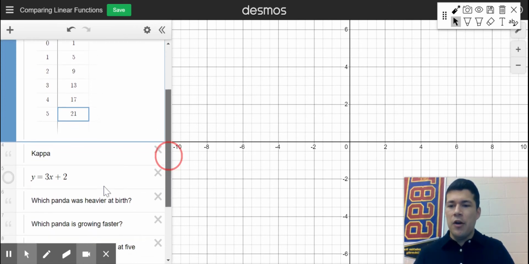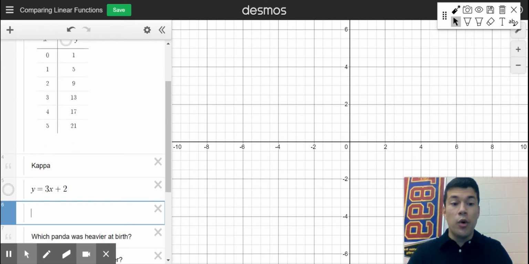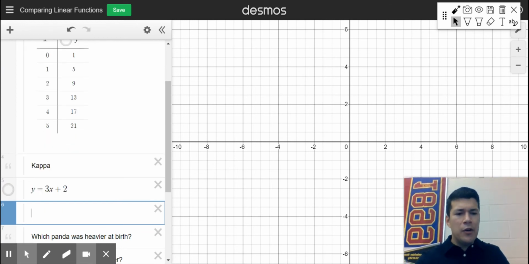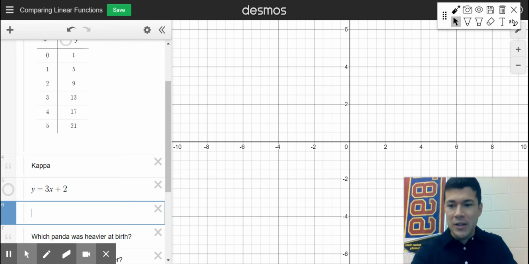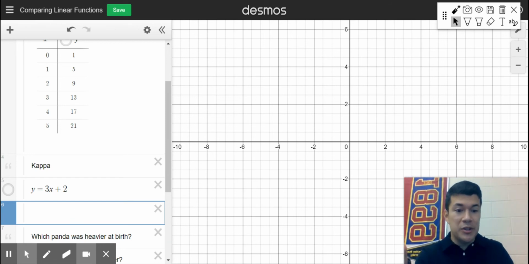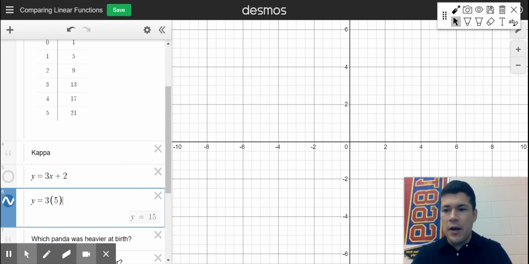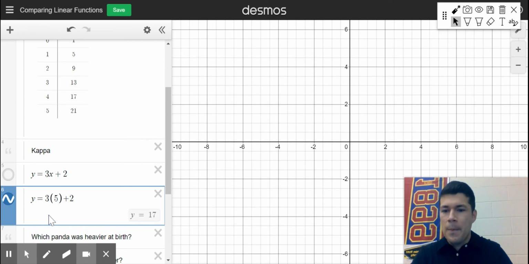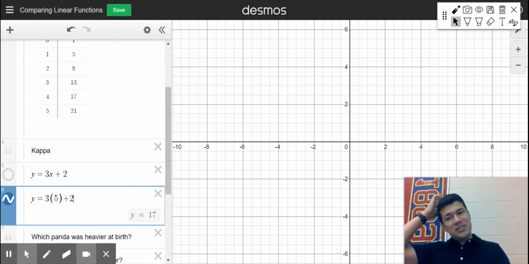Let's look at Kappa. If we're going to find Kappa's weight at 5 weeks, what we're going to do is evaluate. Think about it. Evaluation means take an input, find the output. We know the input. The input is 5 weeks. We don't know the output. So we say y equals 3 times 5 plus 2. All right. In other words, y is equal to 17. 3 times 5 is 15 plus 2, 17.